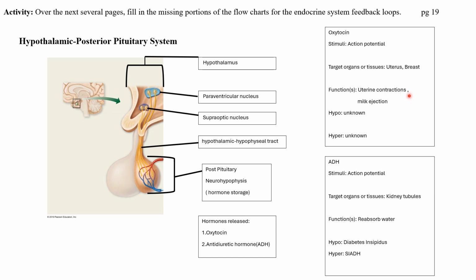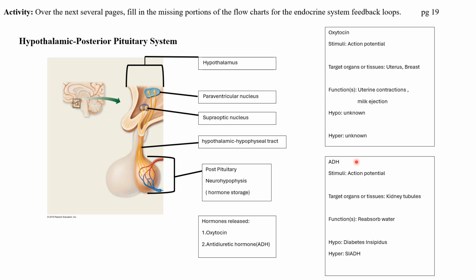At the end of the pregnancy, when the labor is about to set in, the oxytocin increases in amount. And then its other function is milk ejection, not milk formation, milk ejection. Okay. And the hyposecretion is not known, hypersecretion is not known.